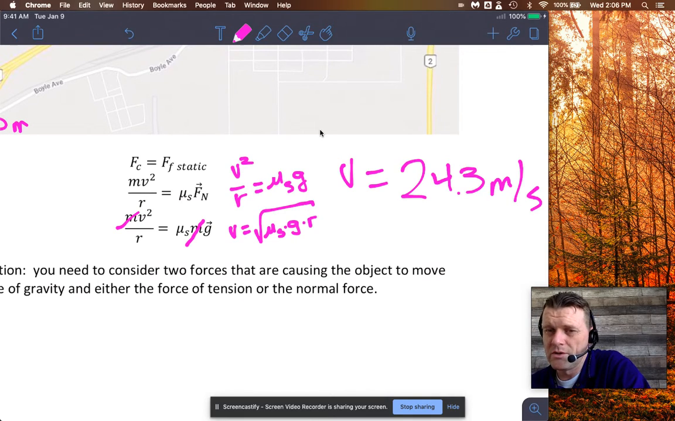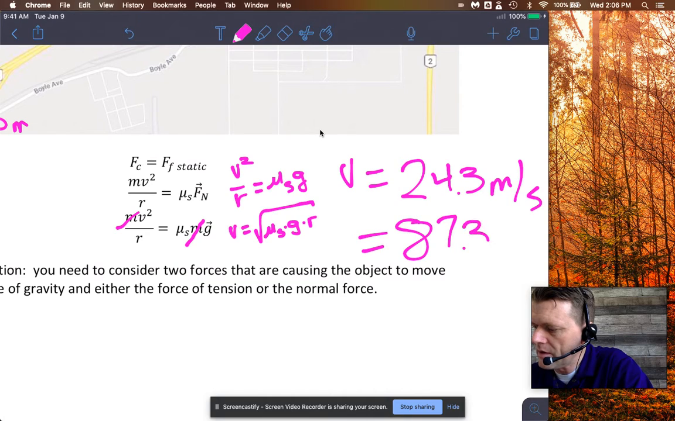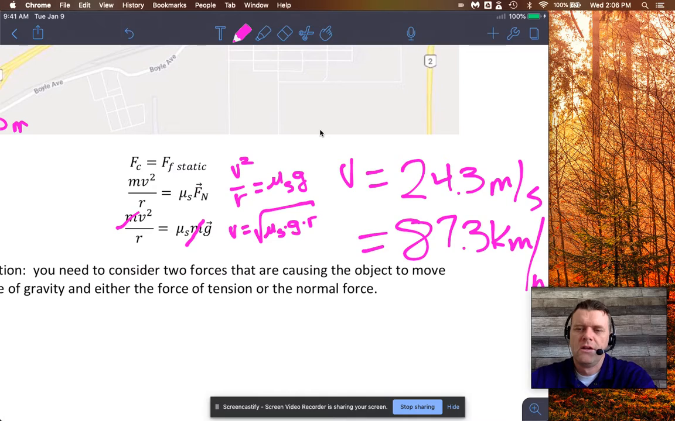Now, 24.3 meters per second doesn't really register for me, because most of us don't think in terms of meters per second. So I did a conversion from meters per second to kilometers per hour. You would multiply that number by 3,600 and then divide it by 1,000, if you remember the conversion process. And that winds up being 87.3 kilometers per hour.